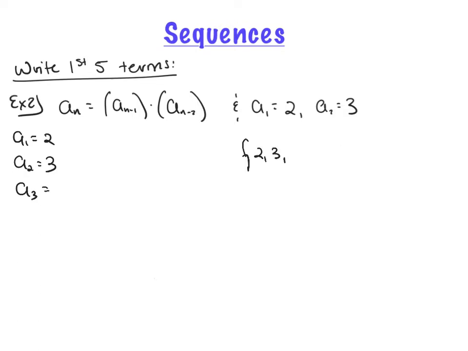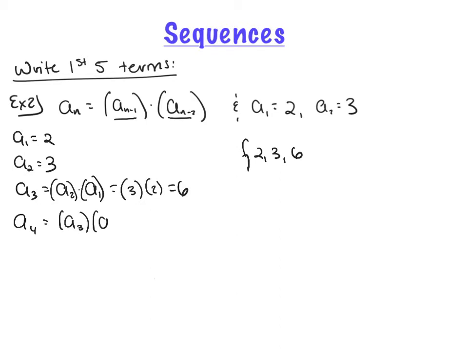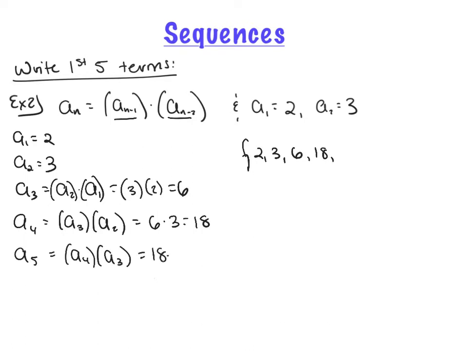Okay, the formula says multiply the two previous terms. So a sub 3 would be a sub 2 times a sub 1. Or in other words, 3 times 2. Okay, a sub 4 is the term that comes before that, a sub 3, times the one that comes before that one, a sub 2. So a sub 3 we found out was 6, times the term that came before that is 3. So a sub 4 must be 18. And then one last one, a sub 5. Well, that's got to be the fourth term times the third term. 18 times 6. 18 times 6 is 108. So the fifth term is 108.